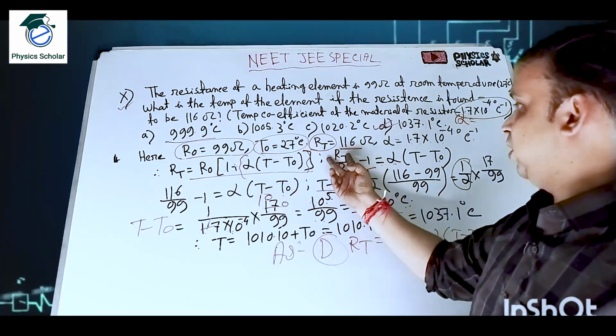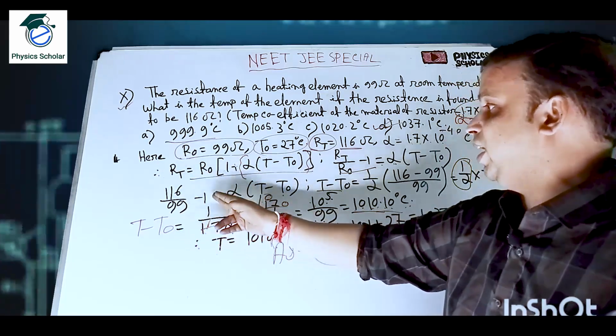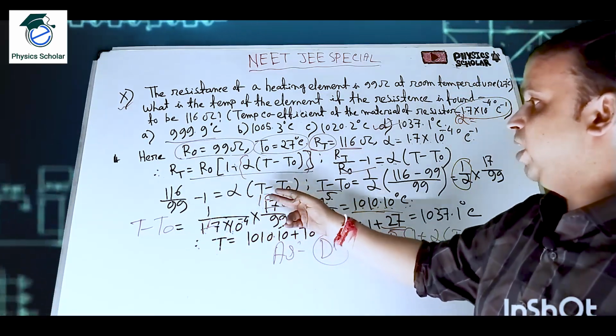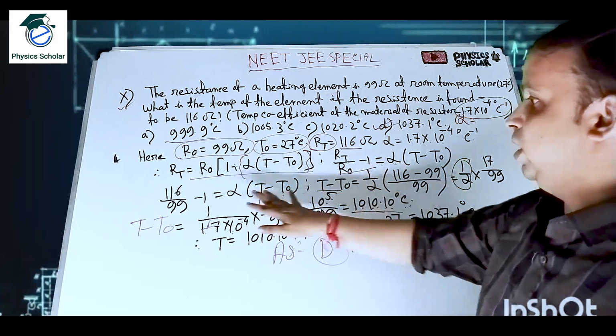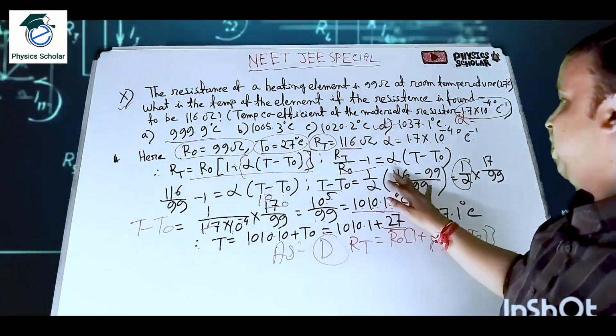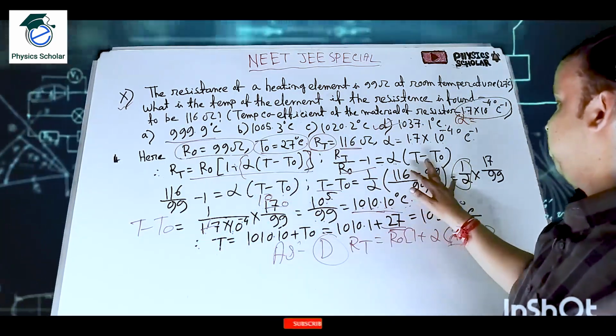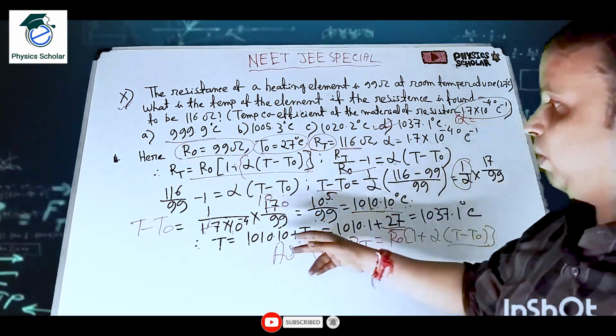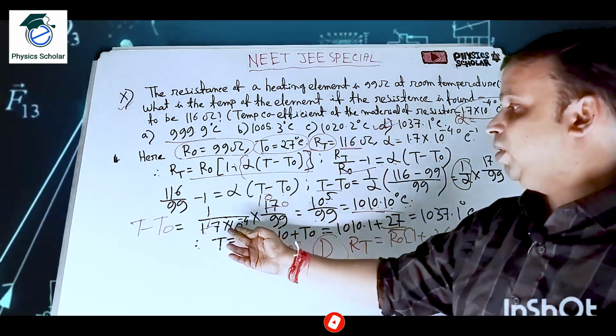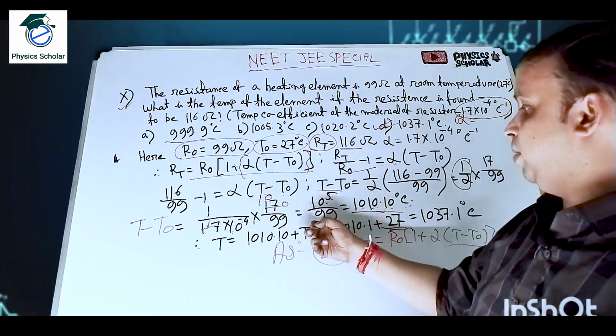Therefore, what is the value of RT? 116 by 99 minus 1 is equal to alpha into (T minus T0). Now alpha we are moving to that side. So T minus T0 is equal to 1 by alpha into this part, and 99 will be the LCM. So 116 minus 99 means what? 17 by 99 into 1 by alpha. The value of alpha is what is given? 1.7 into 10 to the minus 4. Clear? So it is coming 10 to the 5 by 99.